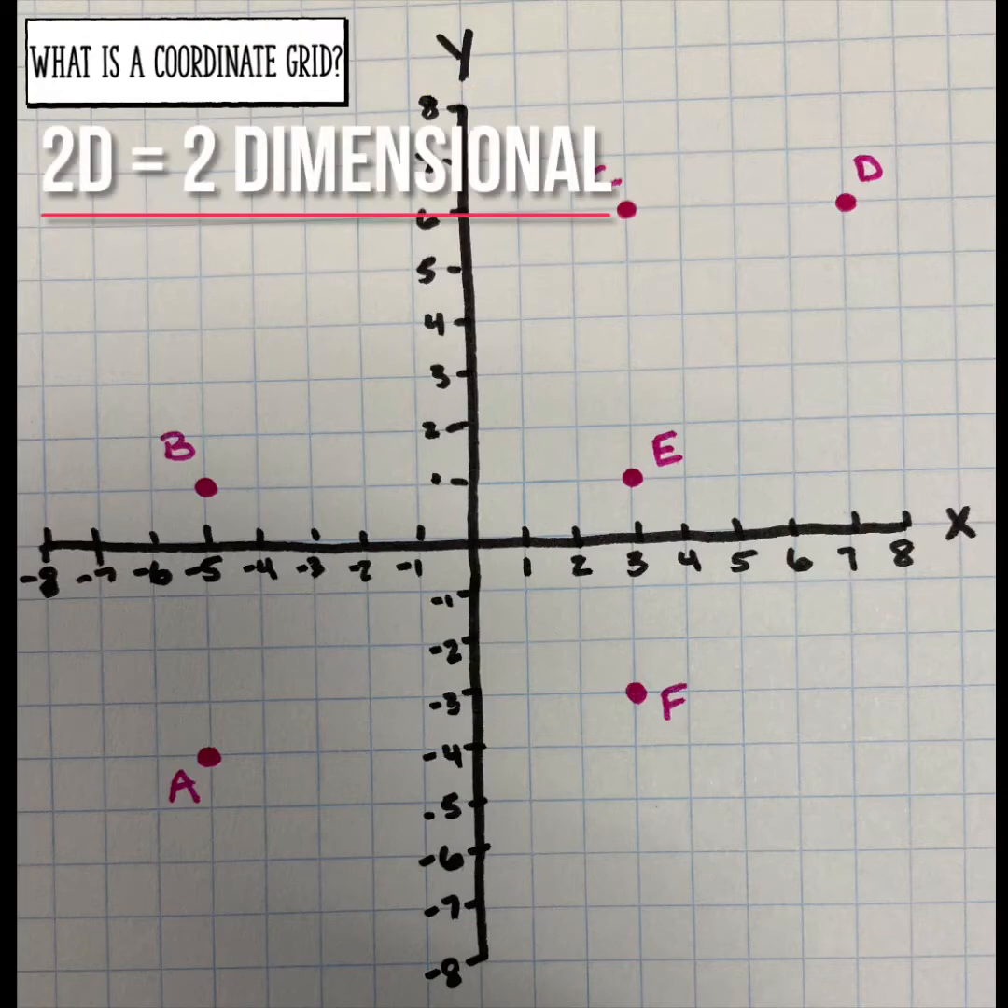The next thing that we need to talk about is what does 2D mean, or two-dimensional, and that basically means that it is flat. So everything that I draw on this paper, so this coordinate grid is two-dimensional because I drew this on a piece of paper. There is nothing three-dimensional about it. It is not coming up off of the page.